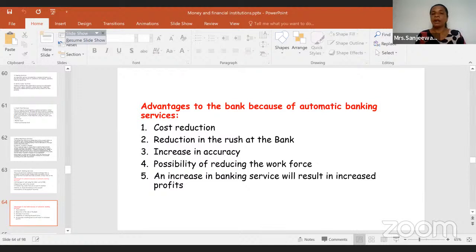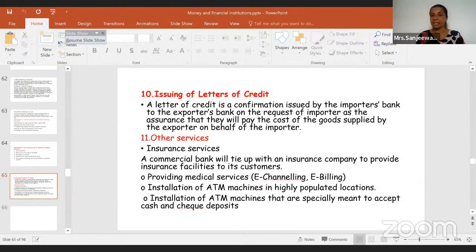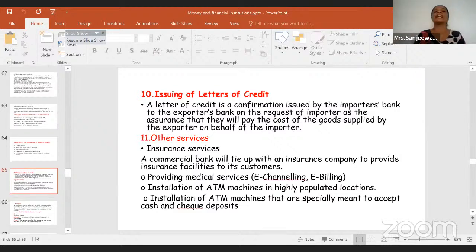Issuing of letter of credit. I'll be discussing it in detail in home trade and foreign trade. Here I'll tell you a letter of credit is a confirmation issued by the importer's bank to the exporter's bank, so they will issue the letter of credit and confirm the payment. That's a letter of credit. That is also a duty of a bank. Other services, such as insurance, providing medical services, installation of ATM machines in highly populated areas, specially meant to accept cash and check deposits. There are some other services also.